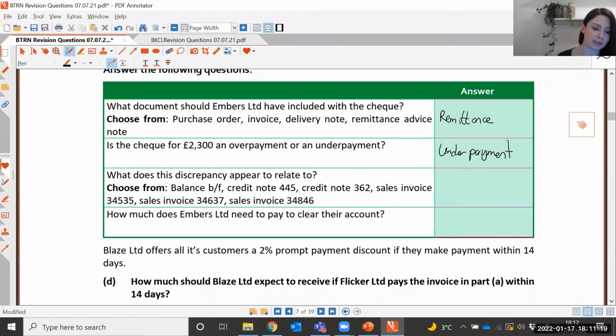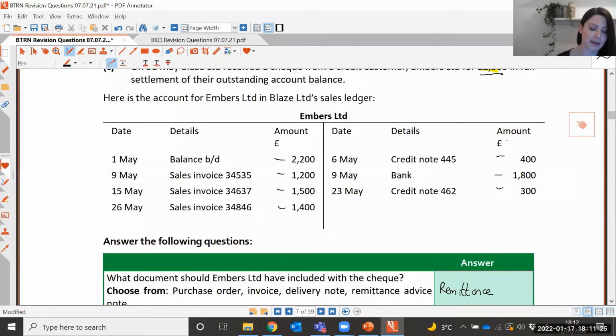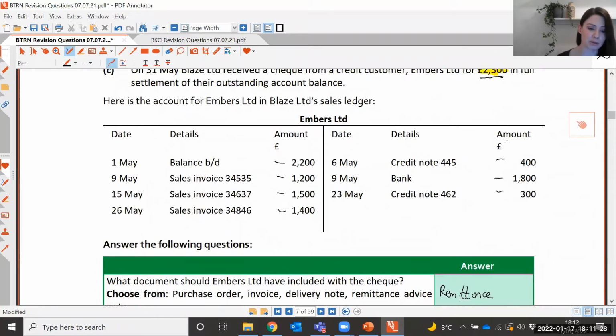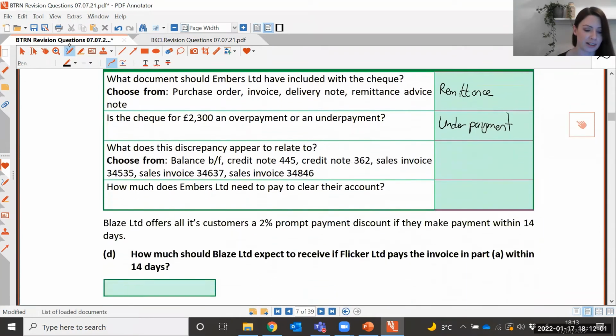So what does this discrepancy relate to? Yes, it's an underpayment of £1,500. So this is the £3,800 that's owing on the account, less the cheque for 2,300, leaves us with £1,500 too little that they've underpaid us. And yeah, it relates to invoice number 34637. Good. So they must have missed that invoice off when they wrote the cheque.